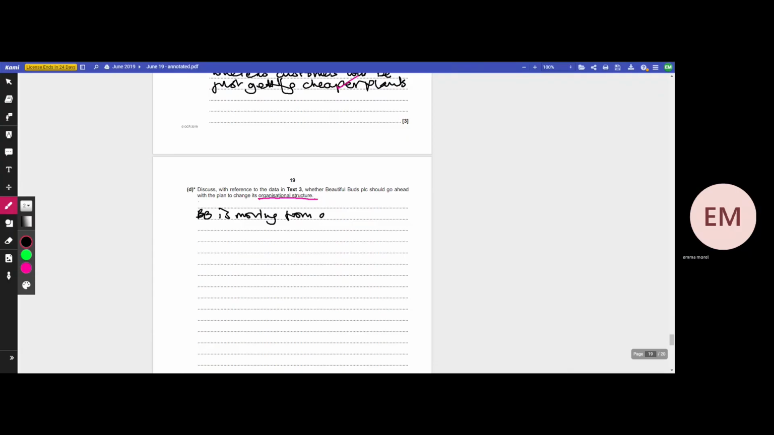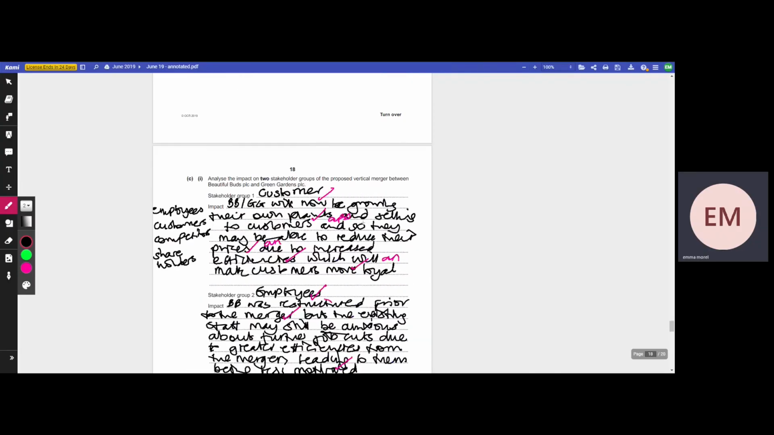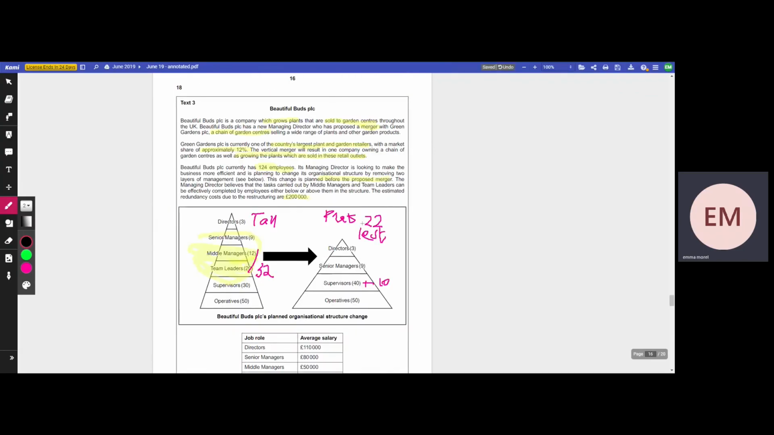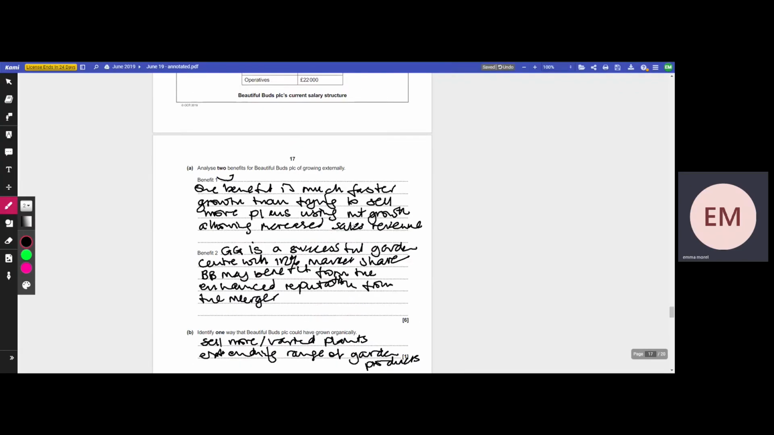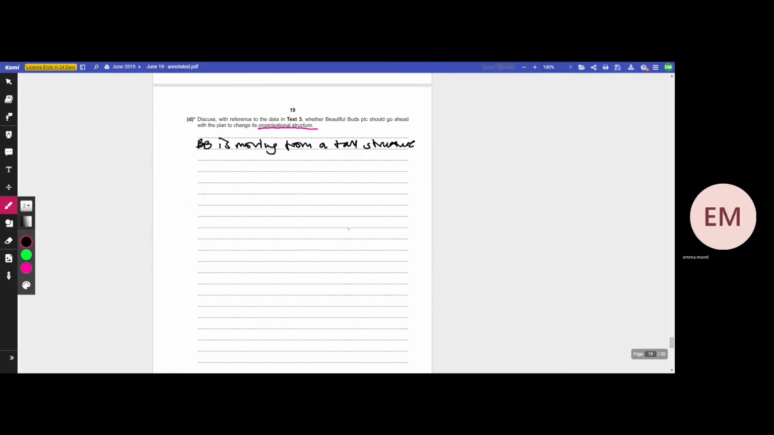from a tall structure. Now, even to get my marks here, let's go back up and have a look to see how many layers of management it's got. 1, 2, 3, 4, 5, 6. So it's going from 6 to 4. So Beautiful Buds is moving from a tall structure with 6 layers to a flatter structure with 4 layers.